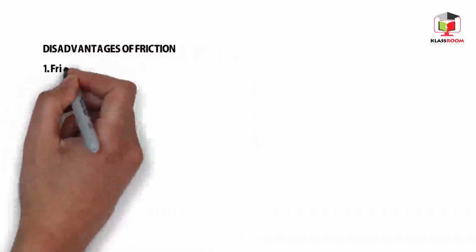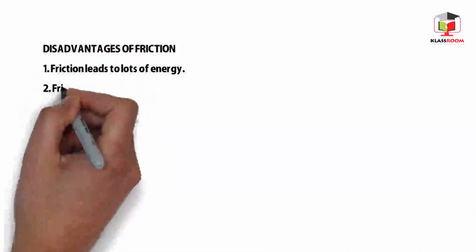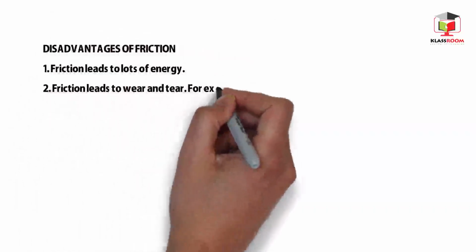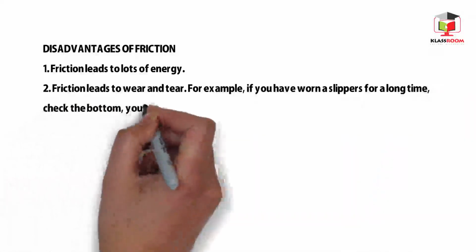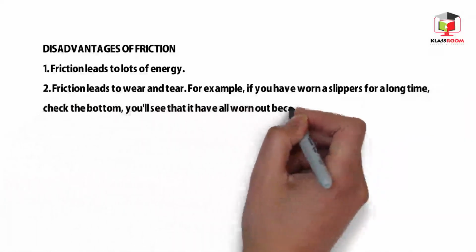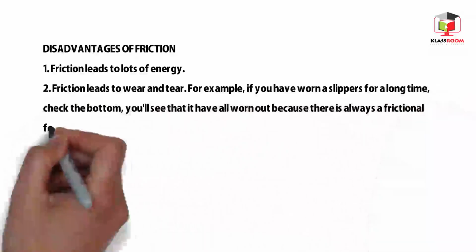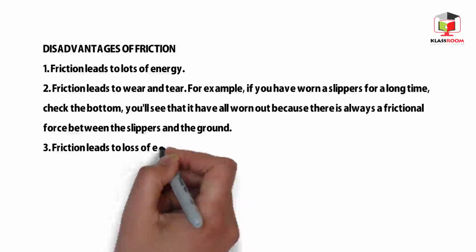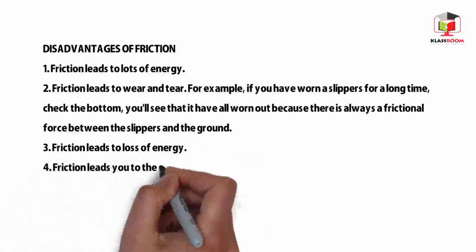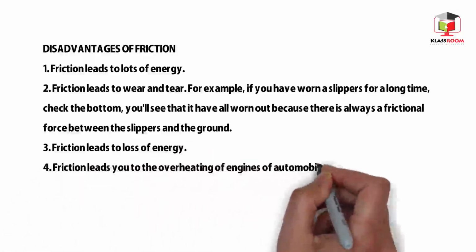Disadvantages of friction. Friction leads to loss of energy. Friction leads to wear and tear. For example, if you have worn slippers for a long time, check the bottom, you see that they have all worn out because there is always a frictional force between the slippers and the ground. Friction leads to the overheating of engines of automobiles.